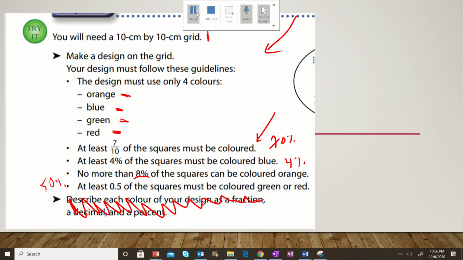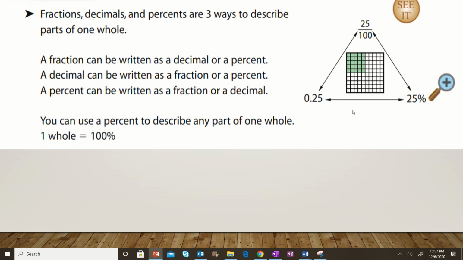So, you guys should have your design, right? And if you want, you can share it with your classmates. But that was just a little practice to kind of make you convert and also apply the idea of percentages and decimals into our unit, all right? So now we're going to get into the unit.